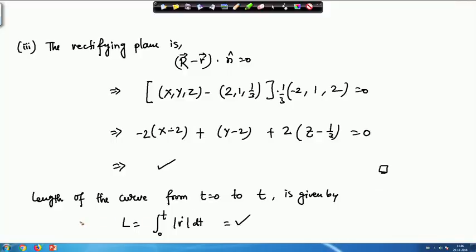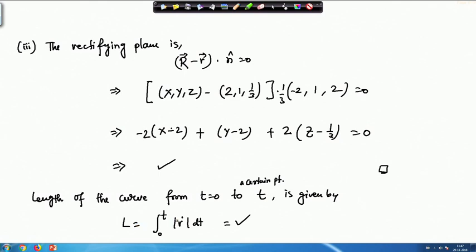So in the last class, after deriving the equation of the rectifying plane, I moved on to show you how you can calculate the length of a curve from a point t equals 0 to a certain point, let us say t equals some t1. So this is basically given by the integral from 0 to t of the magnitude of r dot dt.